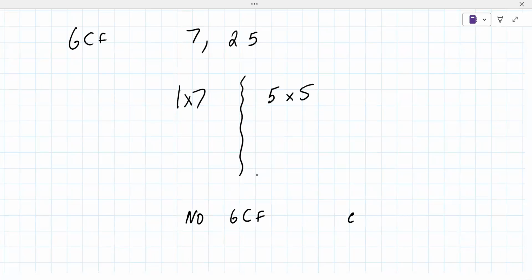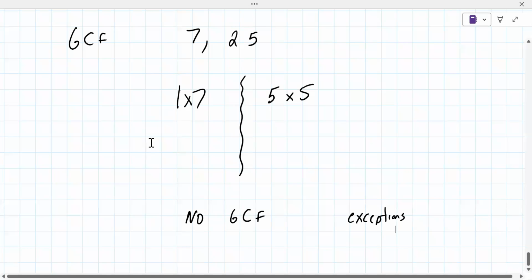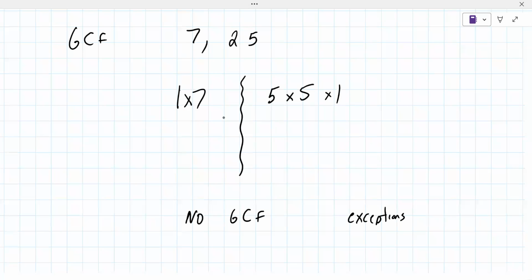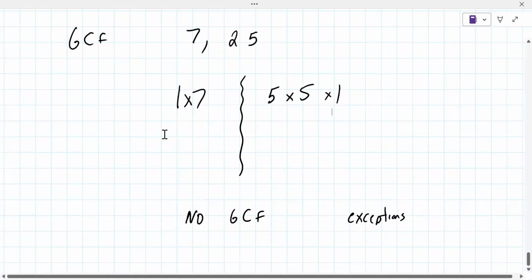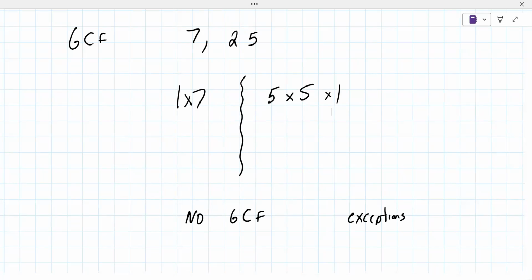So this is math, and you've learned this: there are exceptions. This is an exception. There's no number that goes into both. Now you could argue that 1 goes into both, but 1 is not a GCF. Is that okay? Yeah. Okay, so let's try another one here.